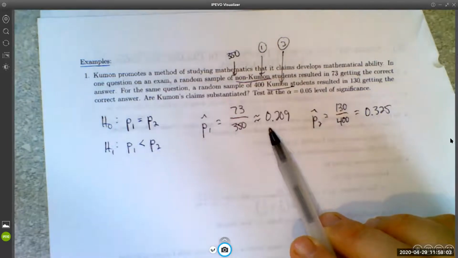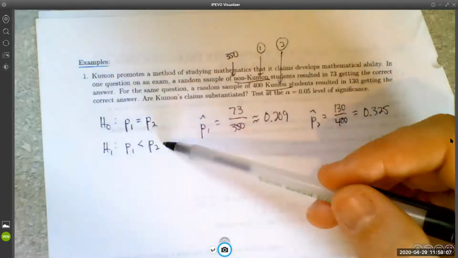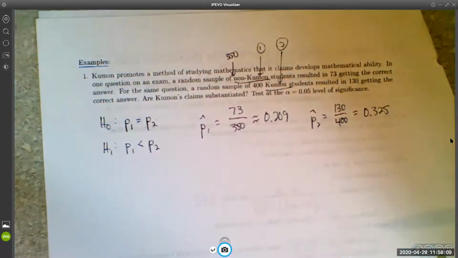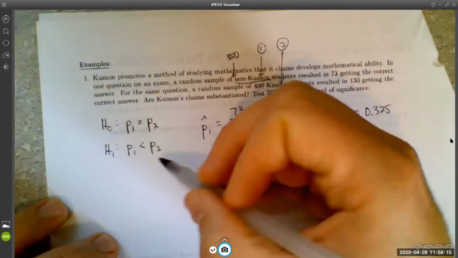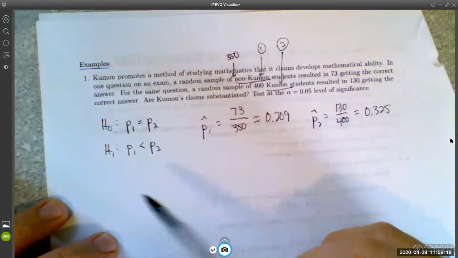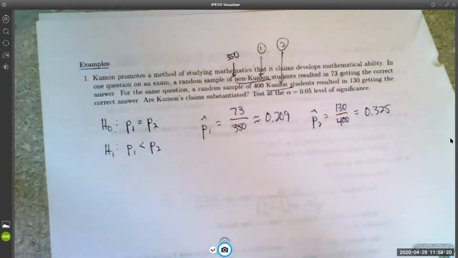In fact, I'd be very surprised if we didn't reject the null hypothesis here. I think we will be rejecting the null hypothesis. But to be sure, we actually have to run the test, right? Now, since we're testing proportions, well, actually, let me back up. We know that we're testing proportions, but remember the second question that you need to be able to answer is, are these samples independent or dependent?